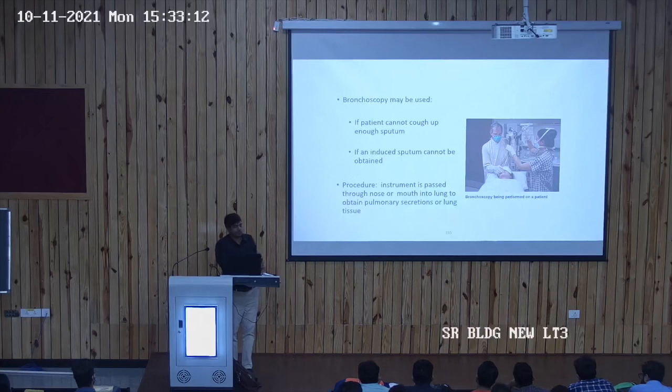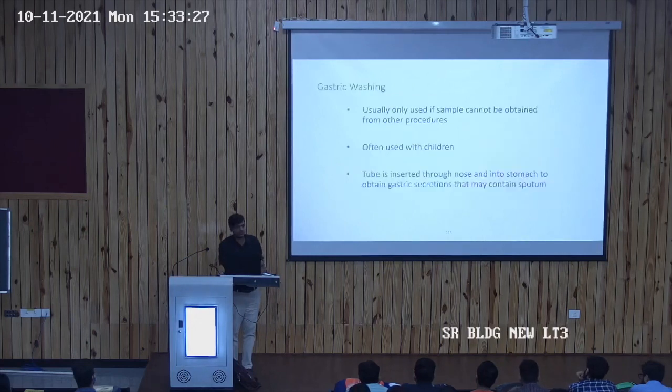Bronchoscopy may be used if a patient cannot cough up enough sputum. If an induced sputum cannot be obtained, an instrument is passed through the nose or mouth into the lungs to obtain pulmonary secretions or lung tissue. Gastric washing is usually only used if a sample cannot be obtained from other procedures, often with children. A tube is inserted through the nose into the stomach to obtain gastric secretions that may contain sputum.